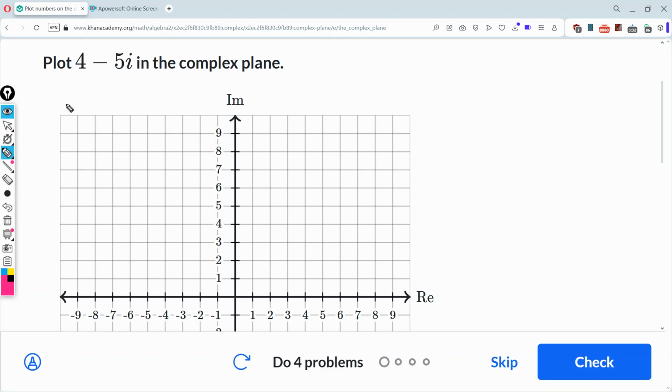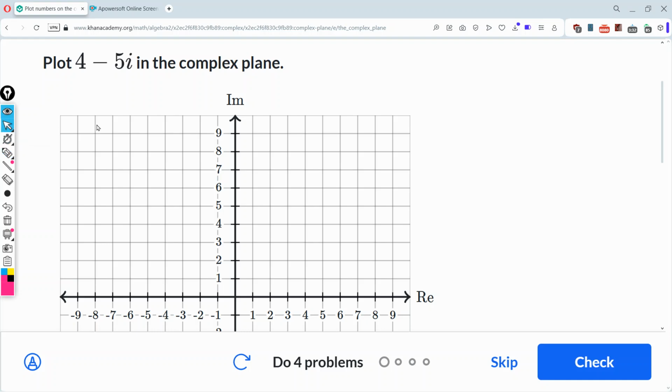All right, so these are very easy. This is a complex number here, and we can see the real part is 4. And we can see the imaginary part, the number in front of i, is -5. So you just plot that on the graph. You go to the real number equals 4: 1, 2, 3, 4 on the real axis. And for the imaginary part, you're going to go down 5.